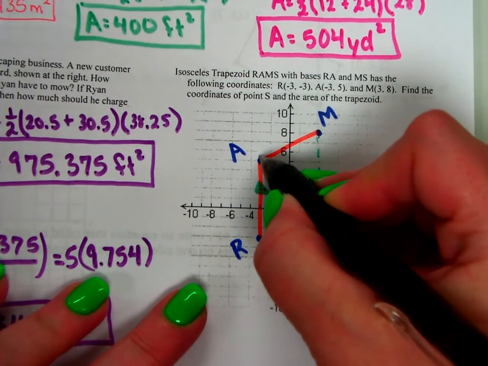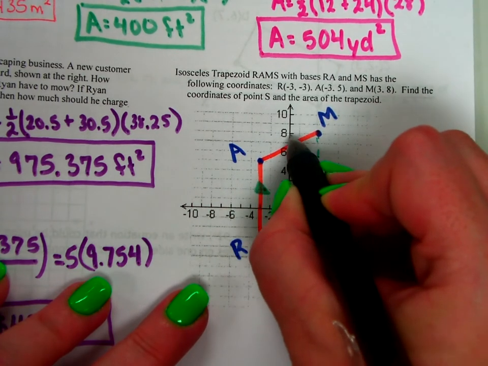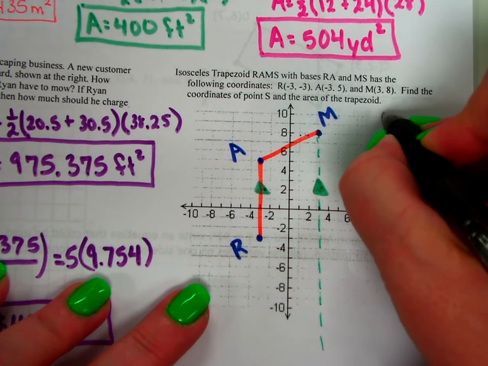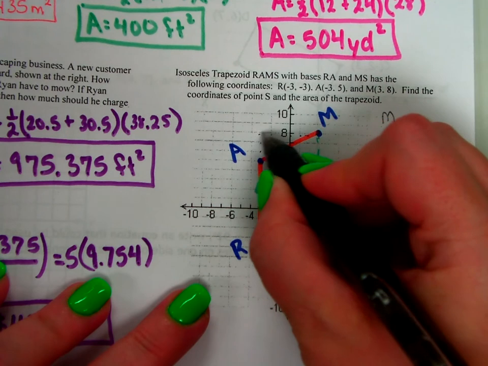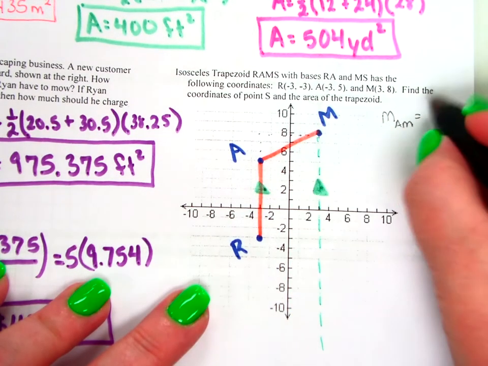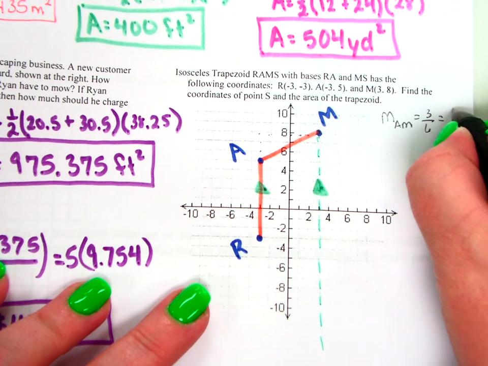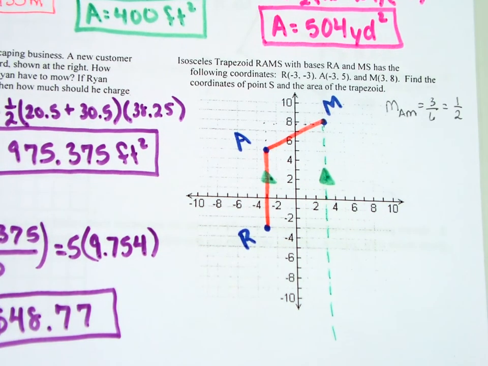From A to M? My slope from A to M is, I have to rise 1, 2, 3, and over 1, 2, 3, 4, 5, 6. So my slope from A to M, I went up 1, 2, 3, over 1, 2, 3, 4, 5, 6. So 1 over 2. Okay?